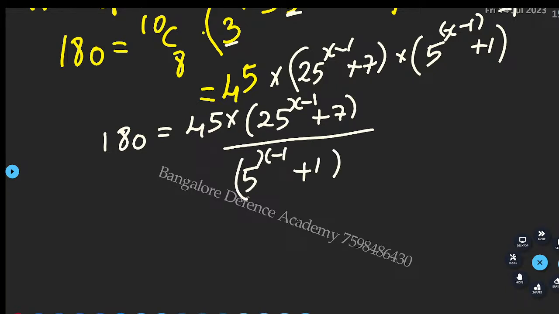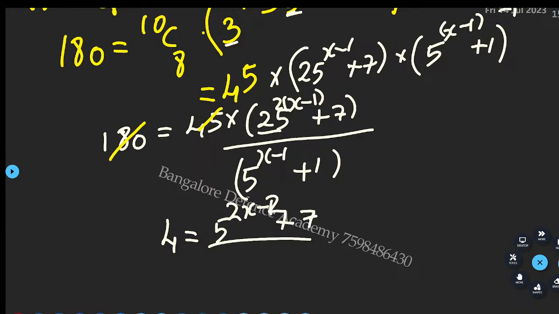Easy, right? Now if you cancel 45 and 180, how much do you get? Don't write Tinku, how much will you get? 4. So look at this, I write 4 here. If I cancel this 2, I get how much? 4. Easy. Now look at this, 25 can be written as 5 square. So here 2 will multiply as 2x minus 1, correct? Sorry, 2x minus 2 plus 7, whole divided by what happens?